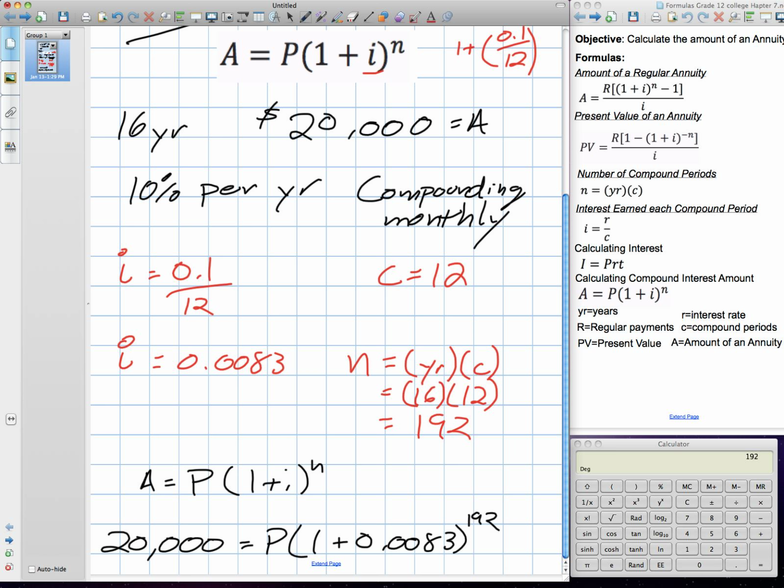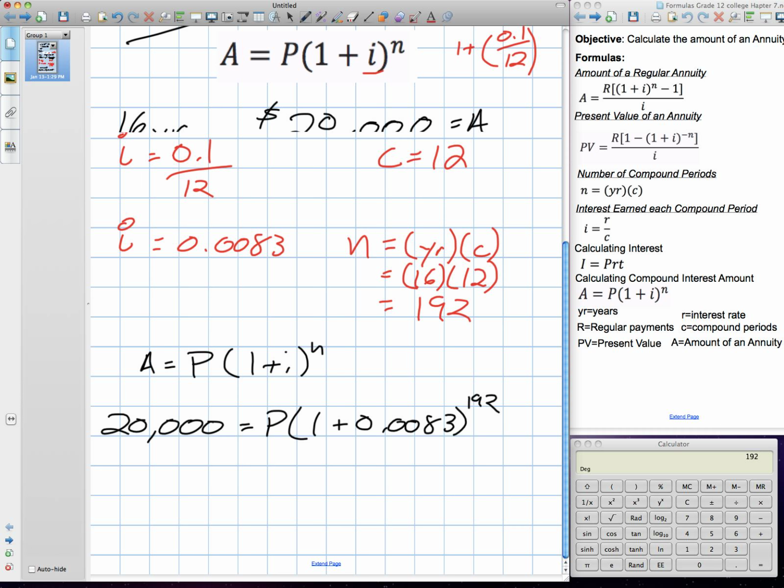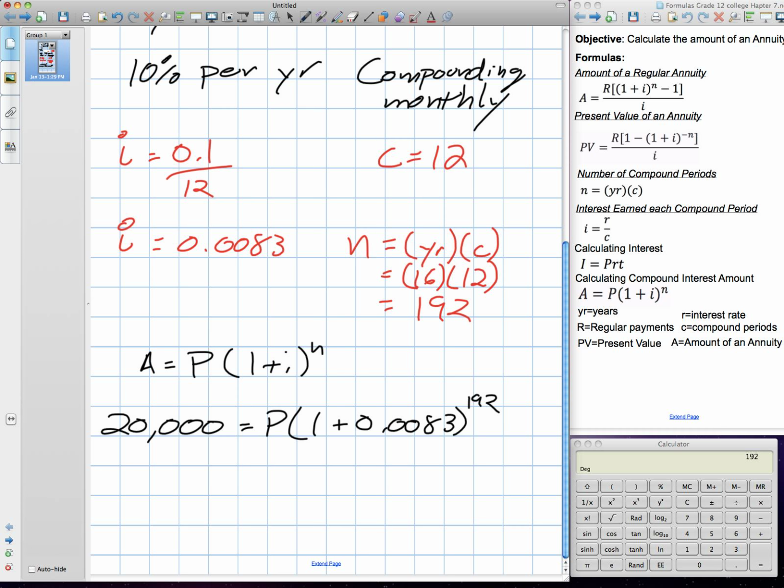Okay? So what we can do here, quickly, is we need to isolate p. So in other words, I'm going to divide both sides of the equation by what is here. This entire bracket, including the exponent.